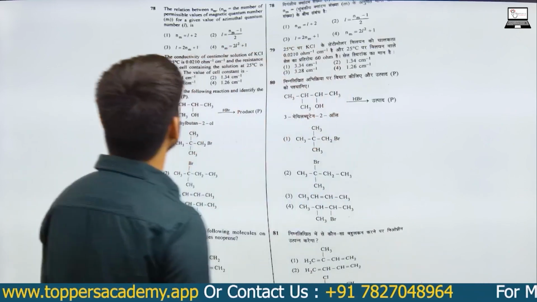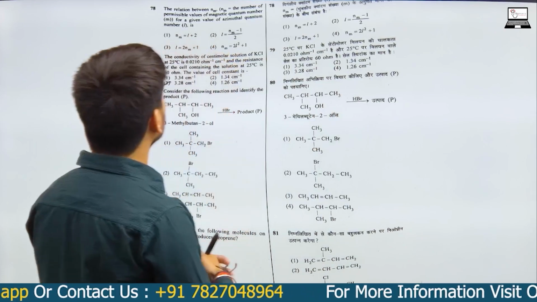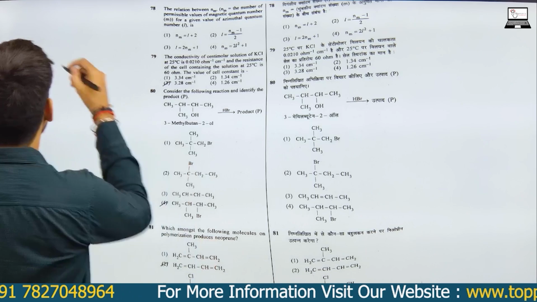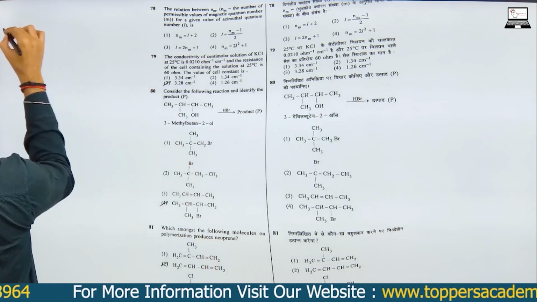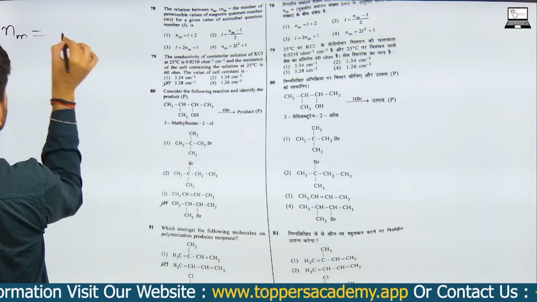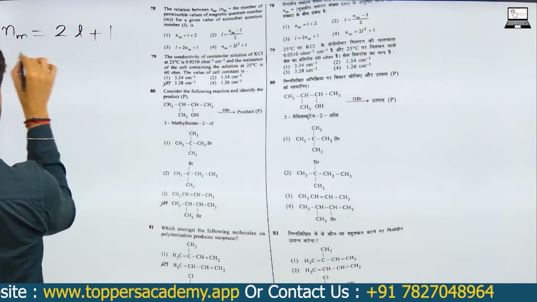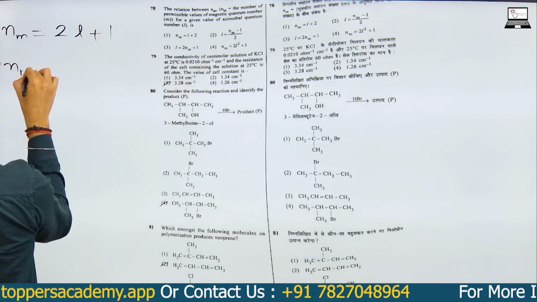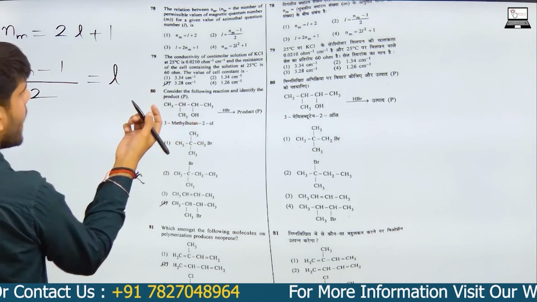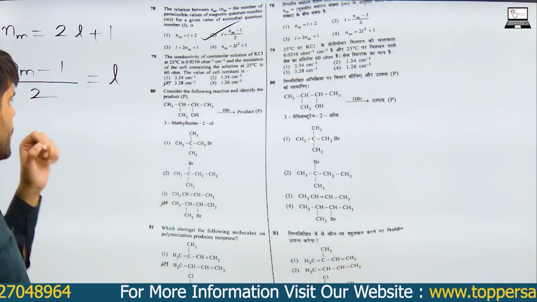The next question is the relation between nm, that is the number of permissible values of magnetic quantum number for a given value of azimuthal quantum number. A very simple question. We know that nm, the permissible values of magnetic quantum number, are equal to 2l plus 1. So if you rearrange it, (nm minus 1) upon 2 is equal to l. l is equal to (nm minus 1) by 2. Very simple question.